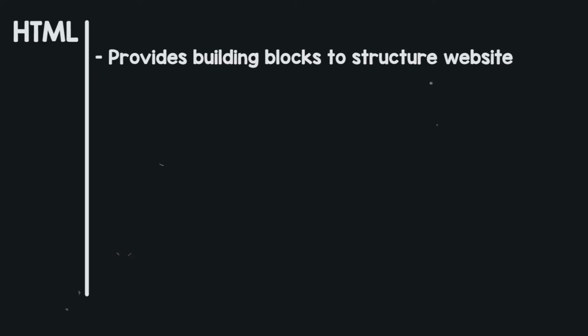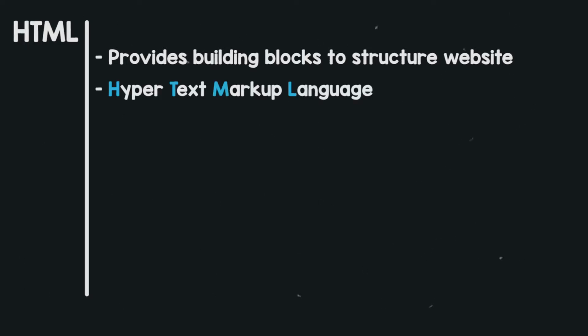So in that sense, let us first have a look at how we can build the walls by looking at HTML. So HTML gives us the building blocks which allow us to define how the structure of a website should look like. In addition, you should also be aware of the fact that HTML stands for Hypertext Markup Language. Now, what exactly does that mean? In order to explain this, I think it's easiest if we look at this simple example.